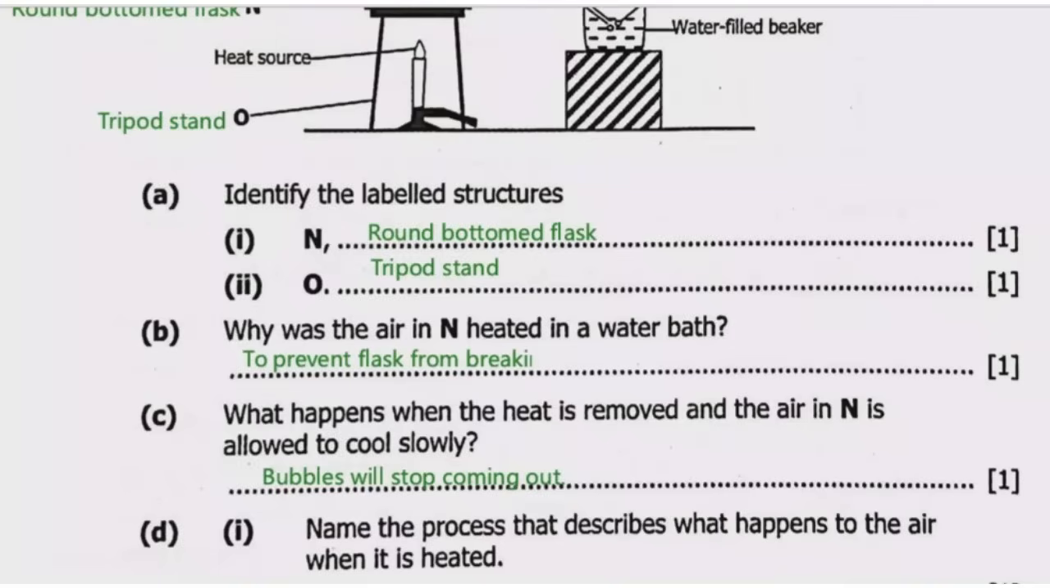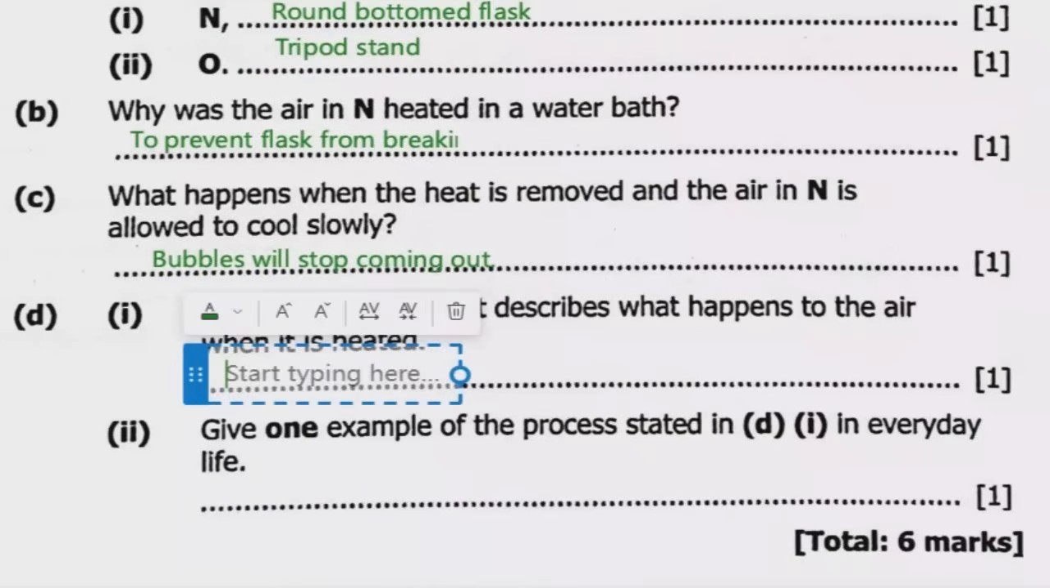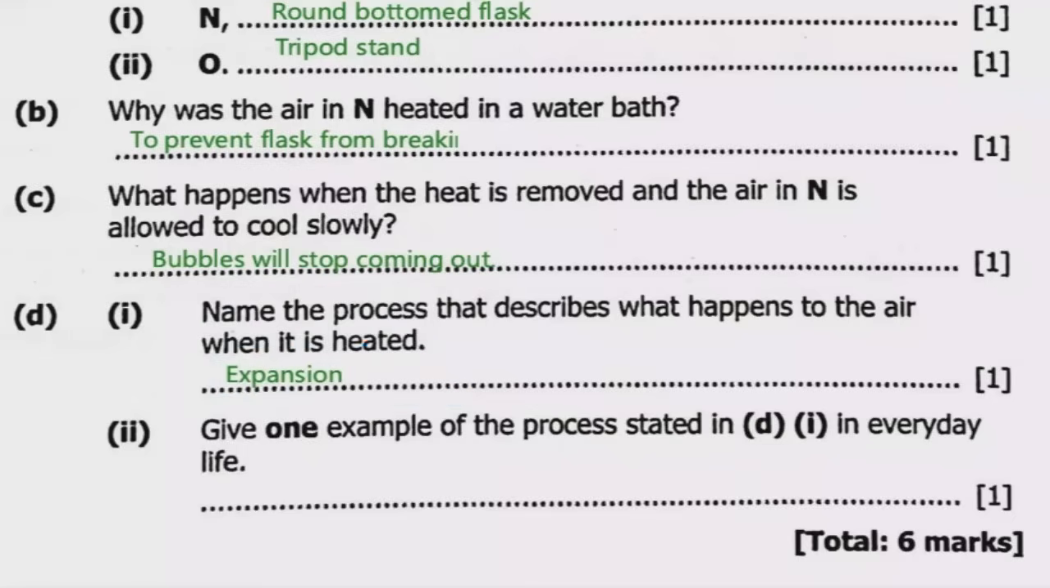Okay, so the other thing is, now we can go to question D1, which is: name the process that describes what happens to the air when it is heated. So when air is heated, what happens is expansion. Okay, that is expansion. Air will start expanding, then will start going out.